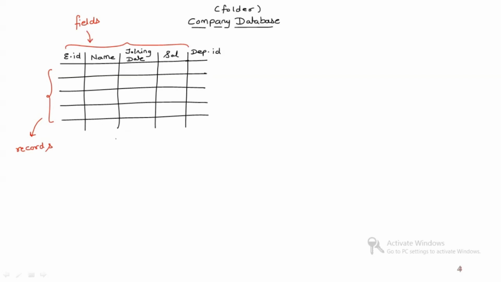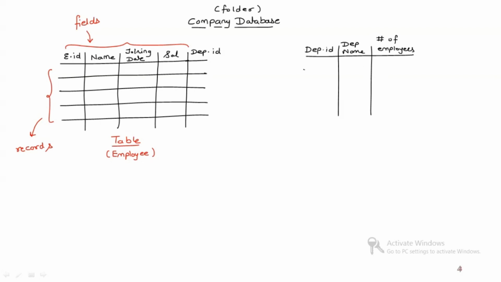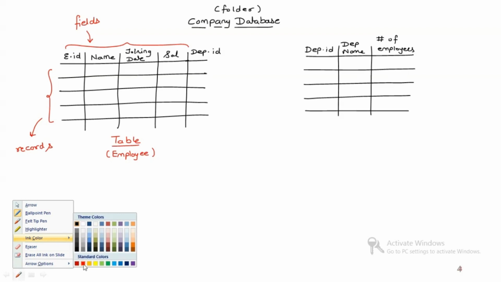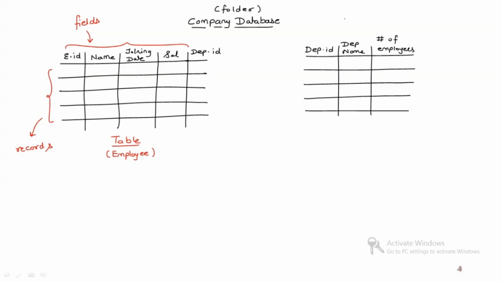So the data in a table, this is a table, which is basically the employee table. This table has various records and various fields. Now we have one more table, another table, which is the department table. This has department ID, department name, and let's say number of employees. Again, it has some records. So let's say this table is named the department table. So I'll write down the name over here, department. This is my table number 2 in the same company database. So in the company database, I have these two tables.